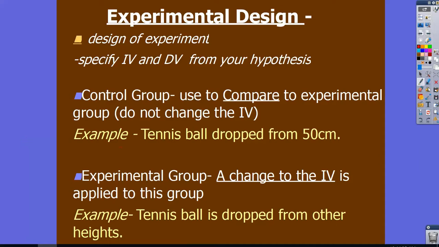So if I'm looking at the example experiment that we were talking about, if my starting height for the tennis ball was 50 centimeters, then that would be my control group. And the other heights are going to be compared back to the height of 50 centimeters. So I might have the 50 centimeter and then a 70 centimeter and an 80 centimeter and a 90 centimeter, but all of the heights get compared back to that 50 centimeter group. That's my control group. The experimental groups are all of the other groups that exist. So these are ones that have a change to the independent variable.